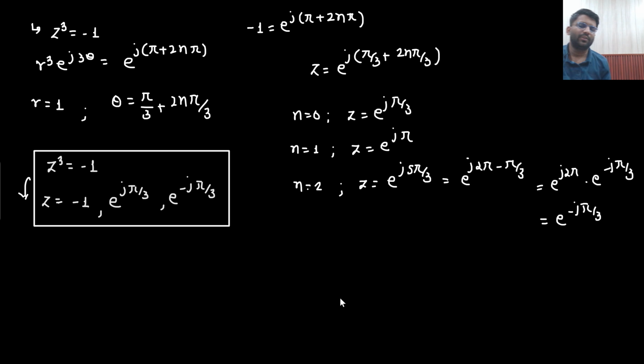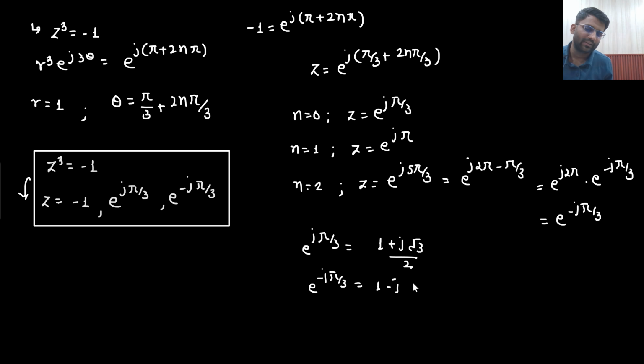You can solve this. What will be e to the power j pi by 3? That will be, sir, cos pi by 3 plus j sin pi by 3. What is cos pi by 3? Cos pi by 3 is nothing but 1 by 2. So 1 plus under root 3 j by 2. And what will be e to the power minus j pi by 3? Sir, in place of j you need to put minus j. So these are the answers we are getting.